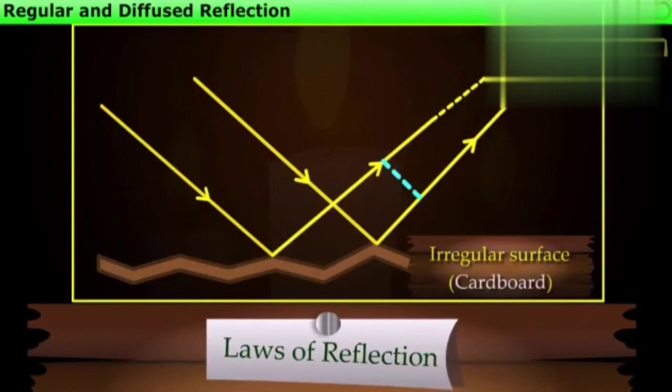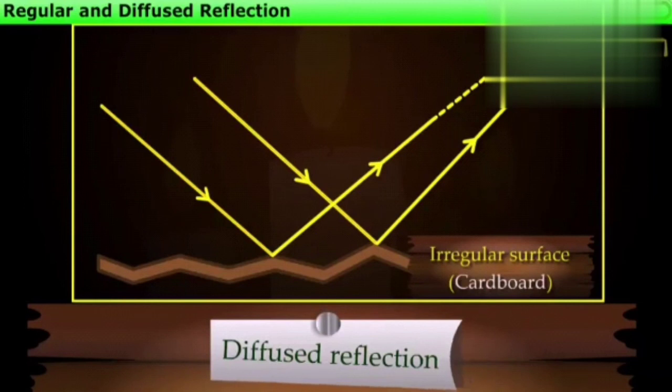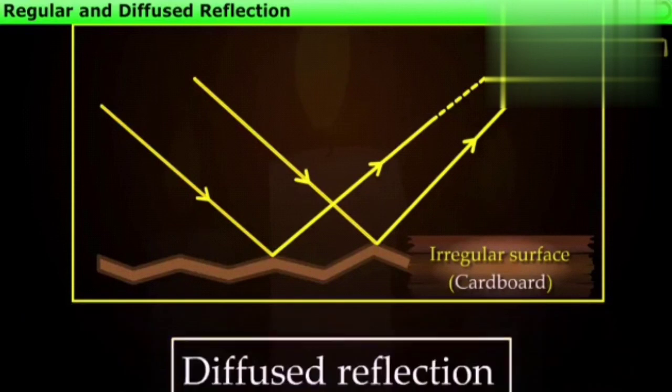When all the parallel rays reflected from a surface are not parallel, the reflection is known as diffused or irregular reflection. This diffused reflection is not due to the failure of the laws of reflection, but it is caused due to the irregularities in the reflecting surfaces, like that of a cardboard.